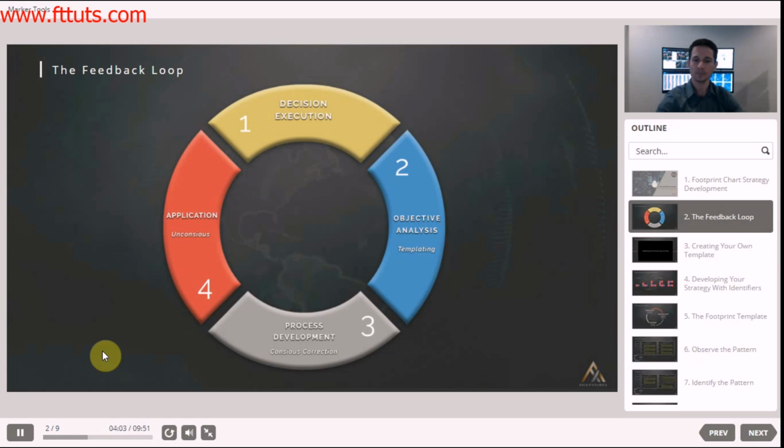Now, once we've created this first input, we then have the second input, which is process development. And the third will be the application of that process development. Now, I'm going to talk a little bit about the unconscious and conscious in a minute, but the first thing is just to let you know, there are, as I said, hundreds of different inputs that you can develop.